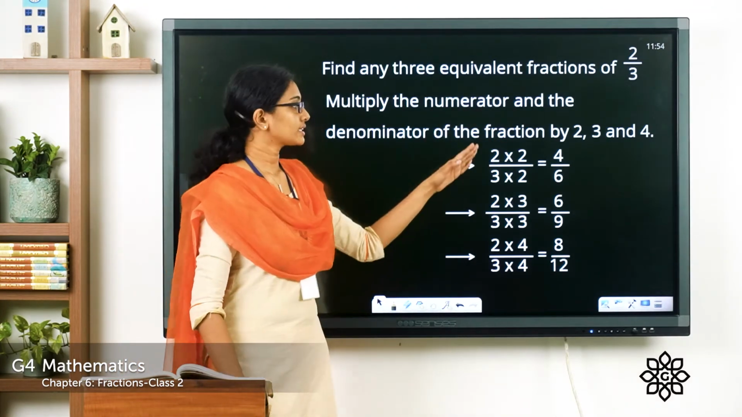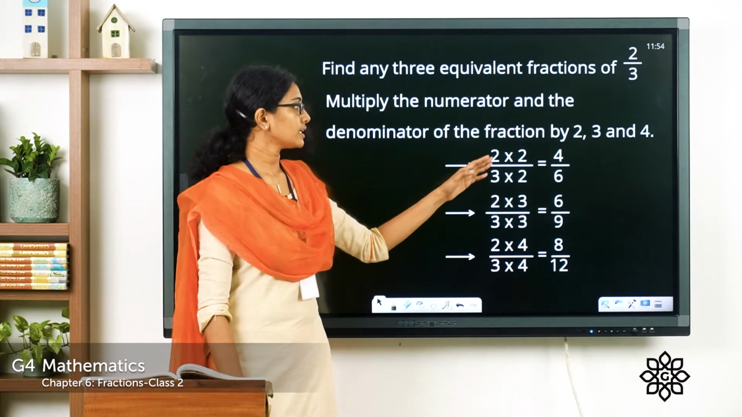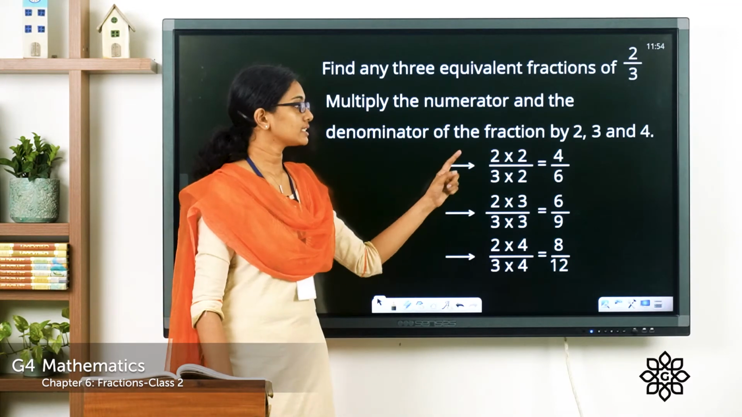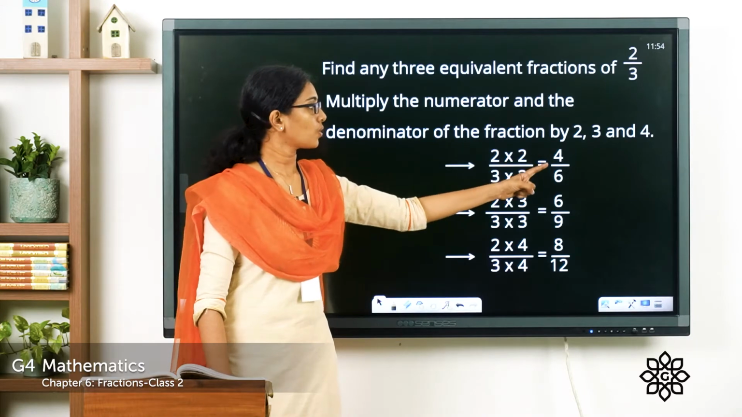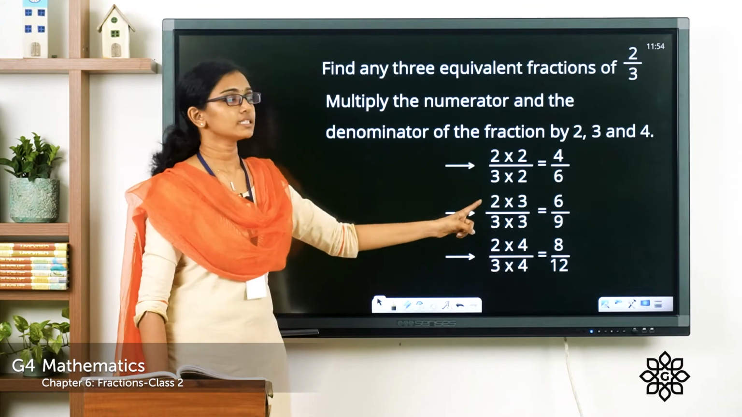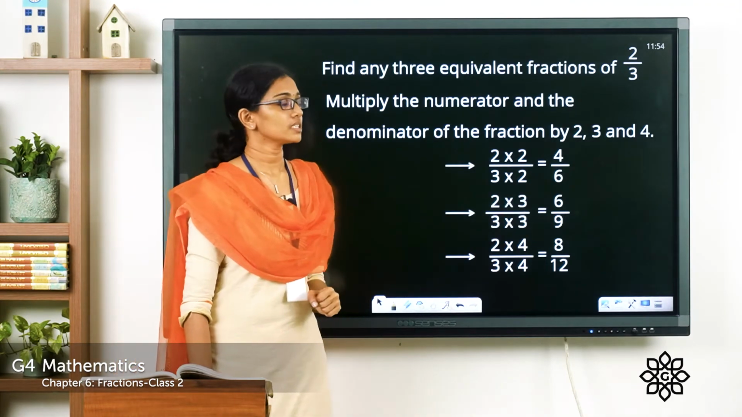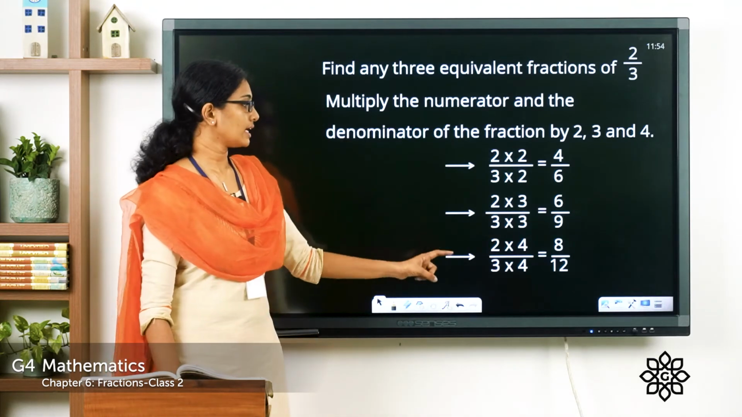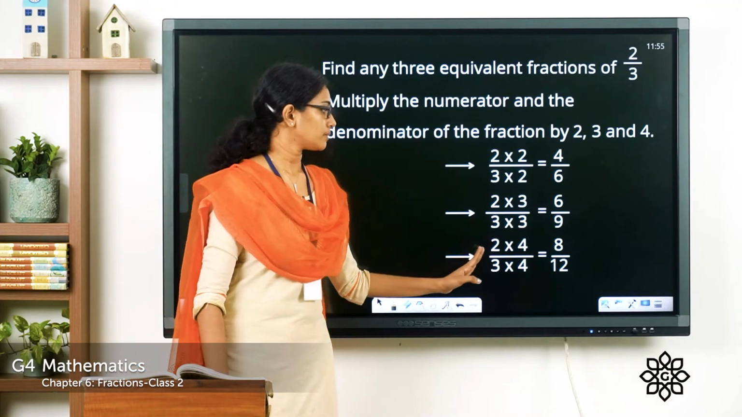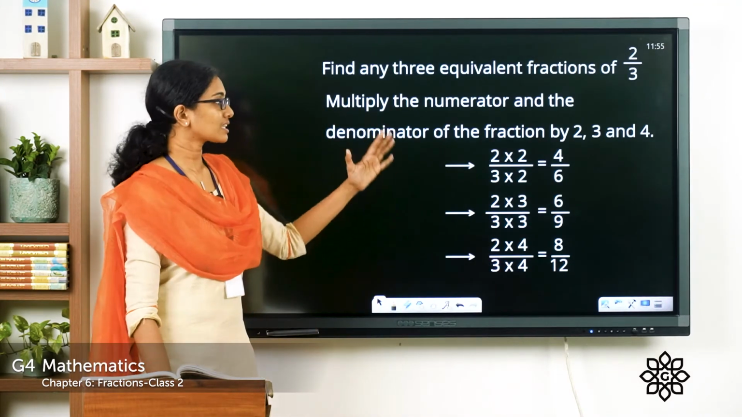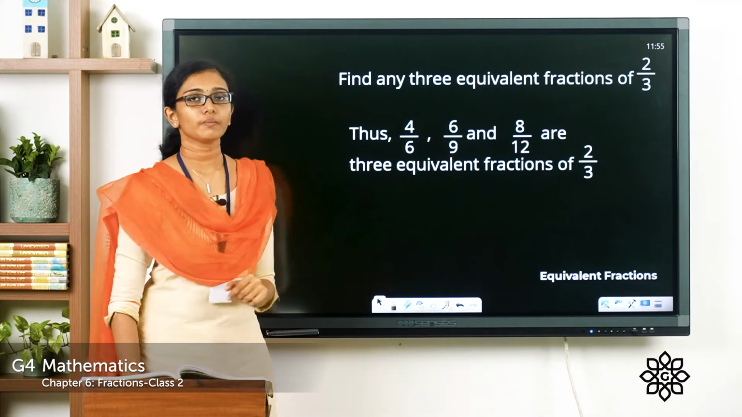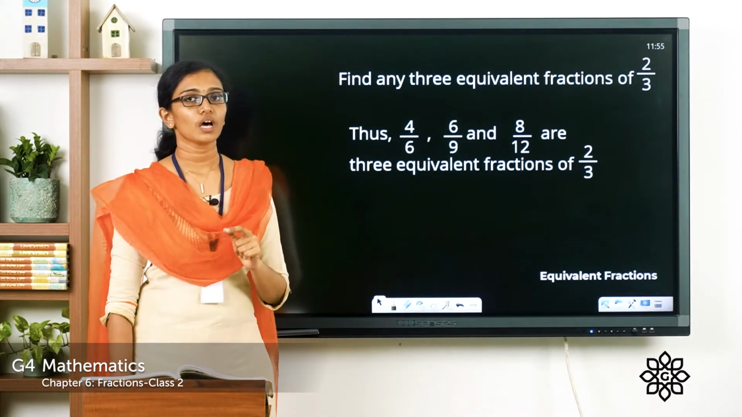So in the first case, the given fraction 2 by 3 is multiplied in both the numerator and the denominator by the number 2. So it's 2 into 2 by 3 into 2, that is equal to 4 by 6. Now multiplying by 3, 2 into 3 by 3 into 3, which gives the equivalent fraction 6 by 9. And in the third case, 2 into 4 by 3 into 4, so that gives 2 into 4, 8 by 3 into 4, 12. So we got three equivalent fractions and you can say 4 by 6, 6 by 9 and 8 by 12 are three equivalent fractions of 2 by 3.